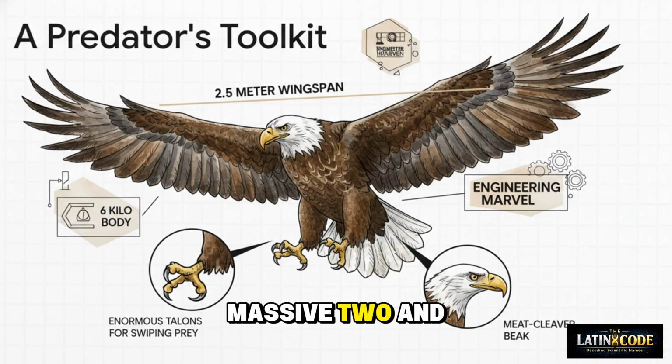You've got a massive 2.5-meter wingspan to lift a 6-kilo body. You've got these enormous talons that can just snatch prey in an instant. And that beak, it's basically a meat cleaver. This is the hardware of an apex predator.